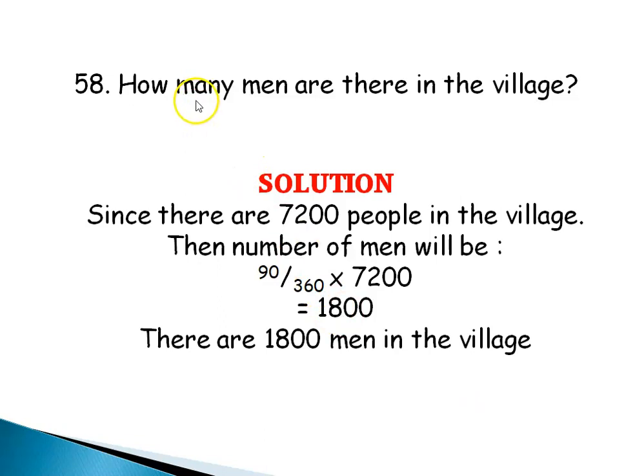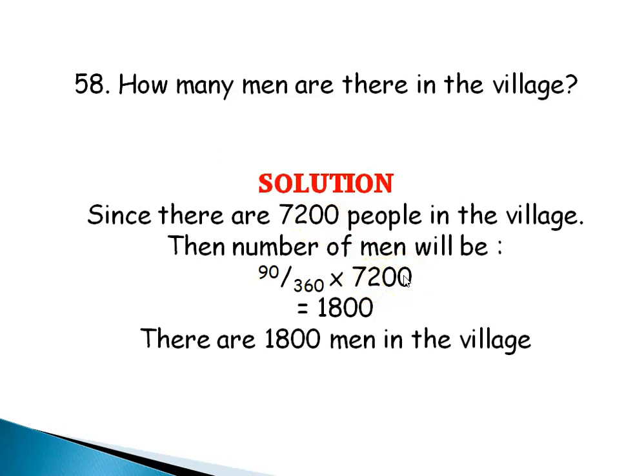Okay, we are still on that question. How many men are there in the village? Now that we know the total number of people in the village to be 7,200, we can find the number of men. The sector of men is 90 divided by the total pie chart, which is 360, multiplied by the total number of people in the village, 7,200.